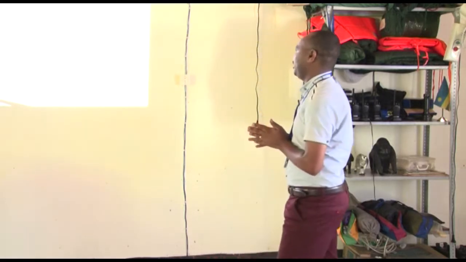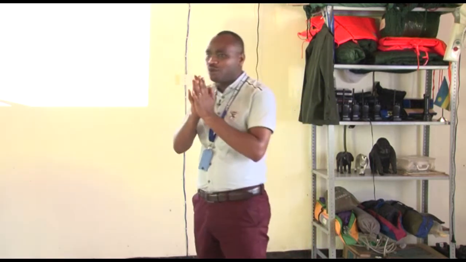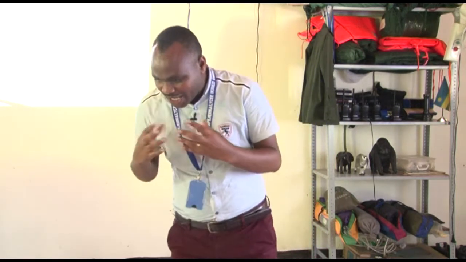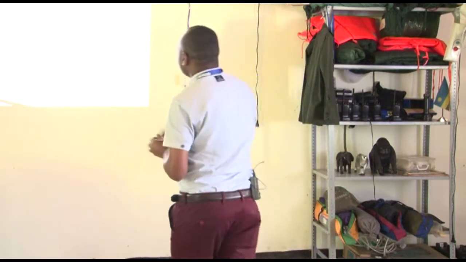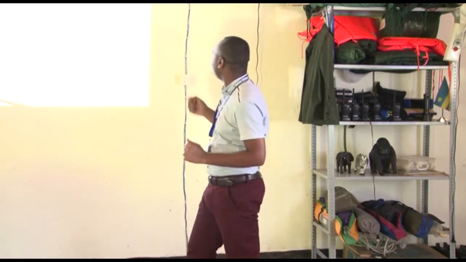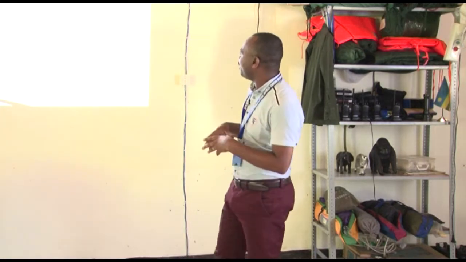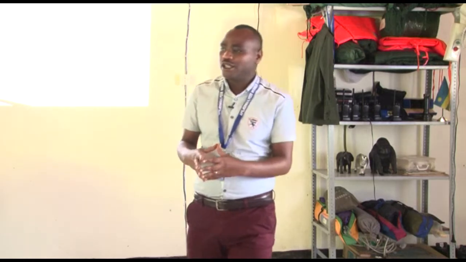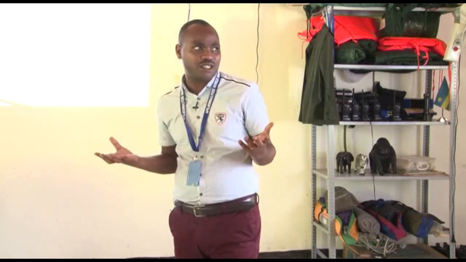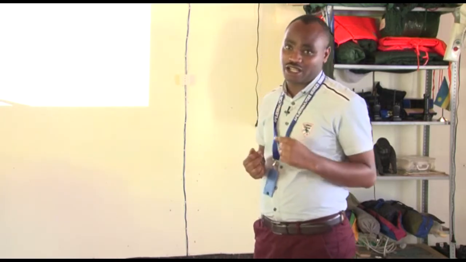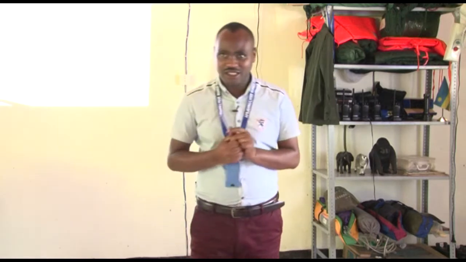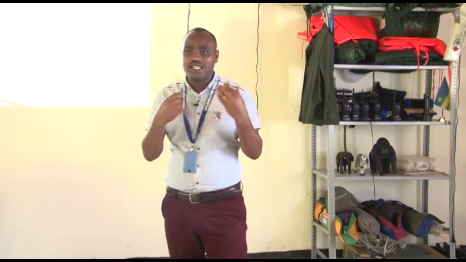Professionalism in tour guiding. In tour guiding, you must consider the appearance of the tour guide. Appearance for a tour guide consists of dressing appropriately and being well groomed. You must have a good appearance before tourists. For example, you can focus on the dress code. You know that the dress code for a tour guide is green color.